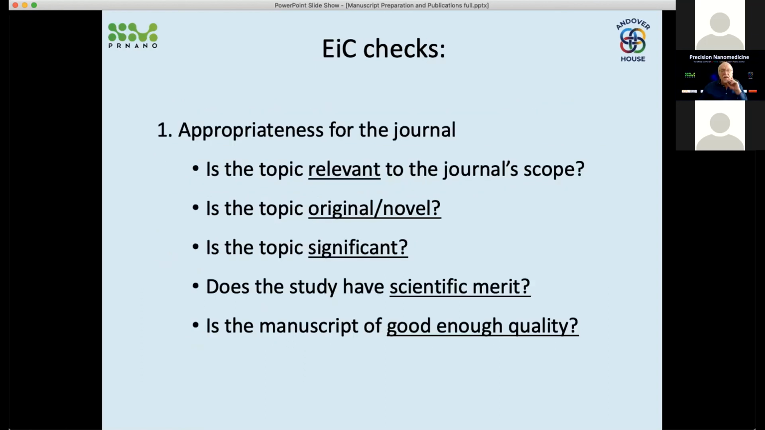So the editor-in-chief checks the appropriateness. Is it relevant to the scope? Many journals don't have a scope anymore, like scientific papers, Science. What kind of scope does it have? Science. Is the topic original, novel, especially in those cases when you give away the rights to the article? Is this significant? Does the study have merit, good enough quality?